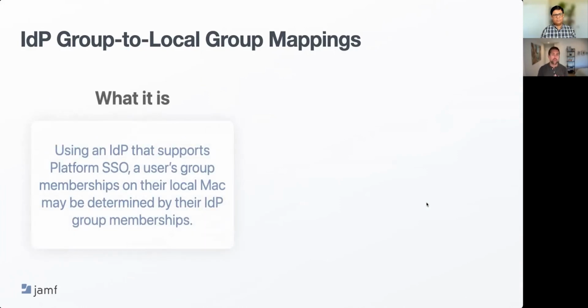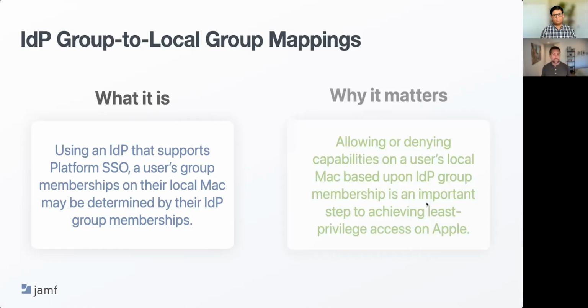Next up, IDP group to local group mapping. So this is the ability, again using an IDP that's using platform SSO, to map a user's membership on their local Mac to group memberships in their IDP. Now, why this is exciting is because now you can allow or deny capabilities for a user on their Mac based upon their IDP group assignments in the cloud. So this is a huge step towards achieving least privilege, and it really is something that Apple has made native, again, through a combination of MDM, the OS, and the IDP to make all this happen.